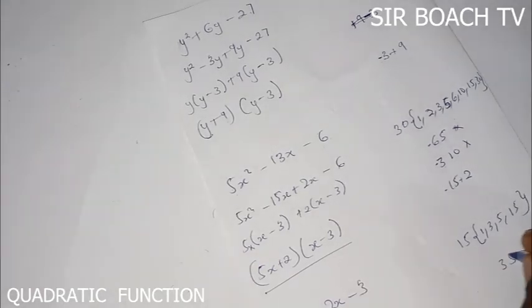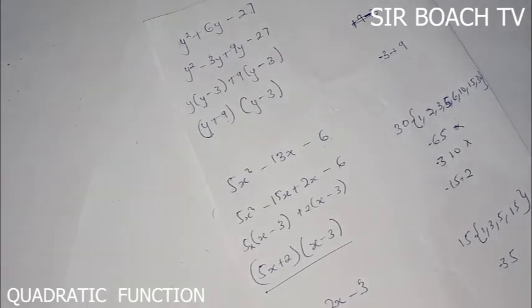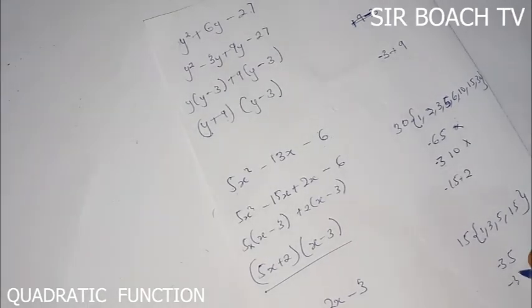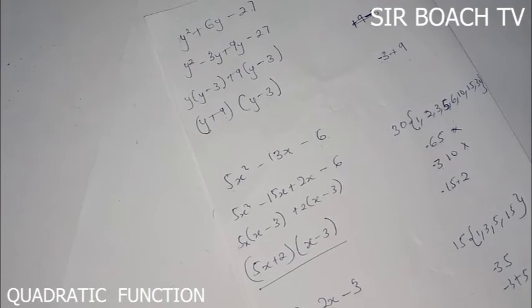So 3 and 5, if I bring that minus here, minus 3 times 5 gives me minus 15. But minus 3 plus 5 will not give me minus 2. It will give me plus 2. So let's change it. Let's make it 5 and 3. If I bring minus here, minus 5 times 3 will give minus 15. But if I add, it will give me what? Minus 2. So this is what we are looking for.